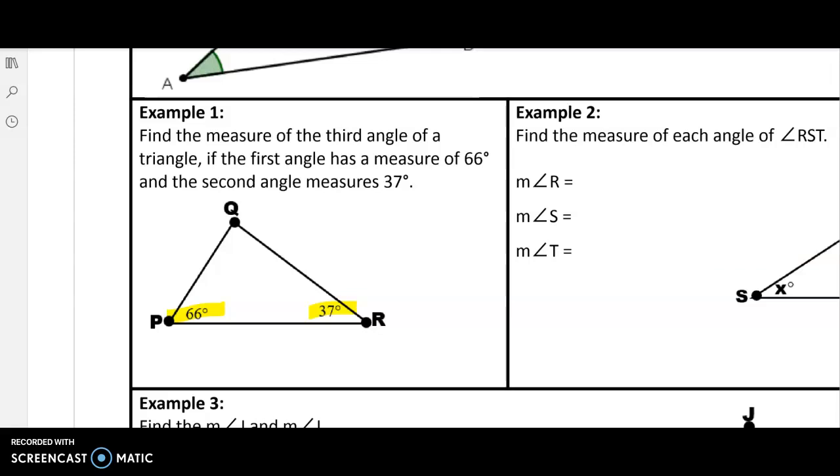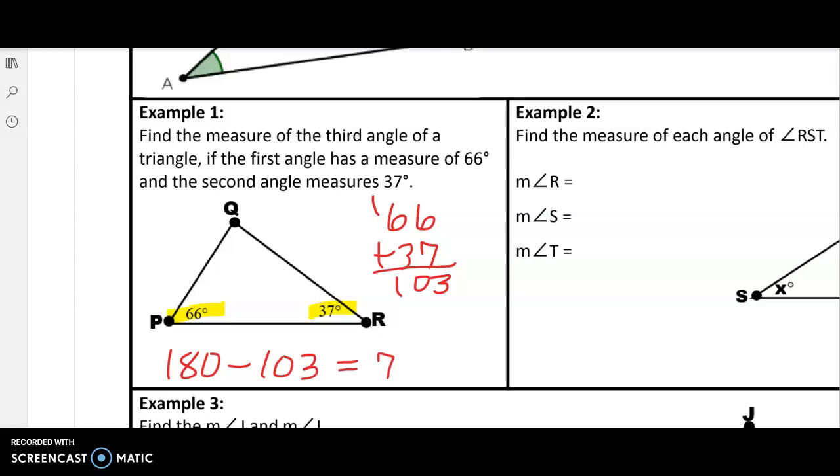So 66 plus 37 together is 103 degrees. So the total, all 3 of them should be 180. So if we take 180 and minus 103, the sum of the first 2 angles, we get the remaining, which would be 77 degrees. That is the measure of that missing angle. And of course, double check your answer. Add all 3 of those angles together, 77 plus 66 plus 37, and see that they add up to 180 degrees.